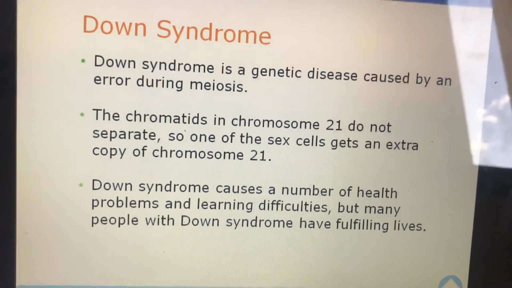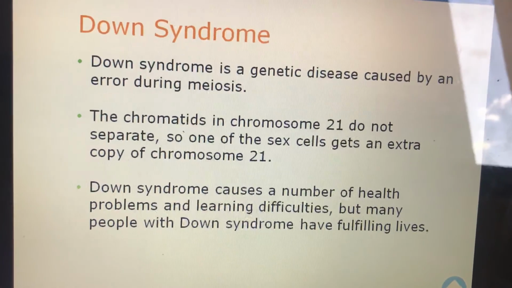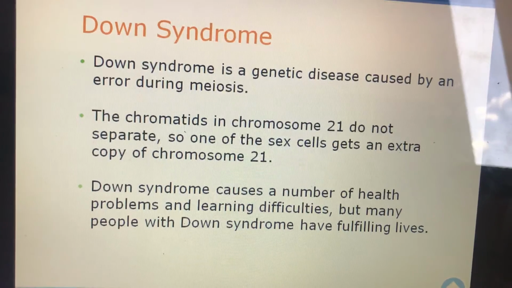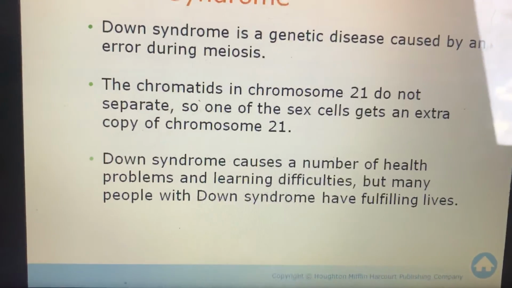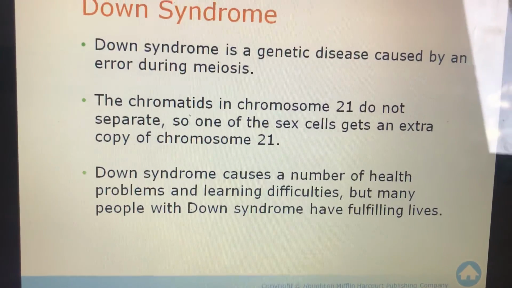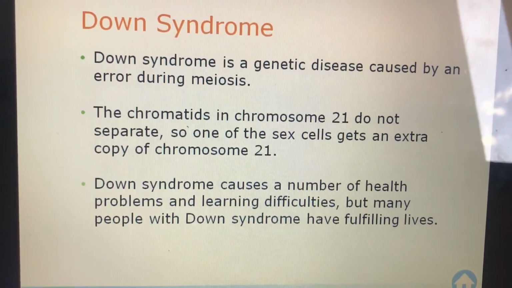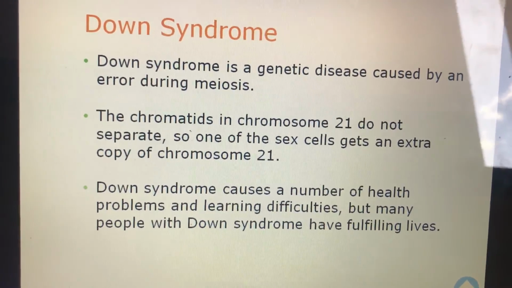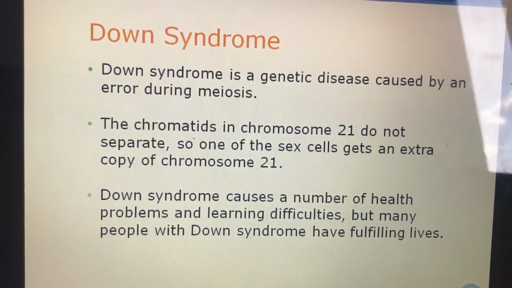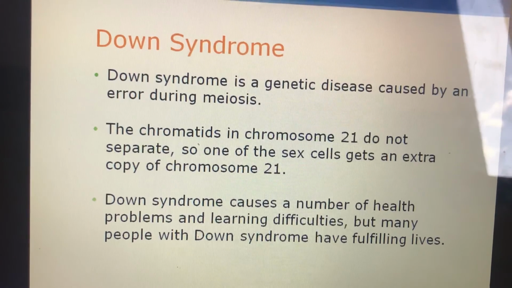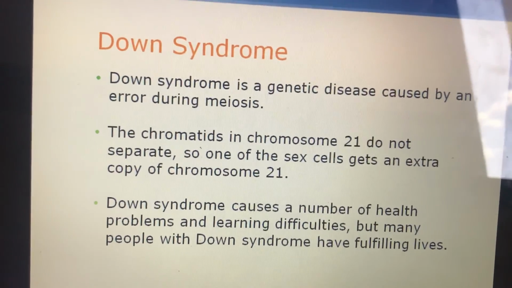So Down syndrome causes a number of health problems and learning difficulties, but many people with Down syndrome have fulfilling lives. So it doesn't affect their lives, but of course they have different features in their face, in their hands, in their body, and a little bit of mental retardation. And this is due to the presence of 3 chromosome 21 instead of 2.